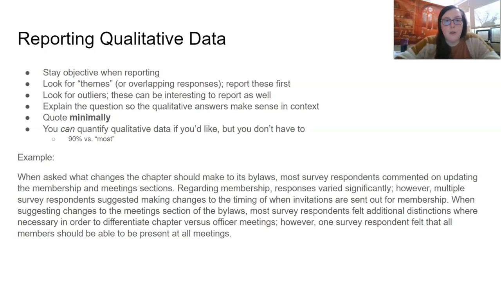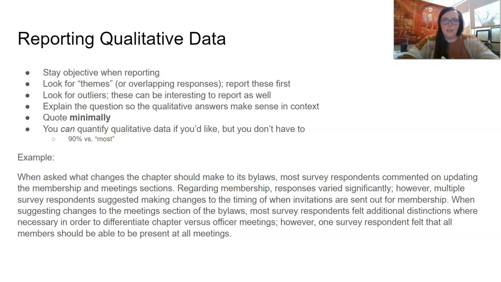Again, make sure that you explain the question so the qualitative answers make sense in context. Make sure you quote minimally, if at all. Only quote the survey responses if you feel like you cannot paraphrase that information. Your results section should not be just a bunch of quotes after quotes after quotes. You want to report the information back and not just quote it. You can quantify qualitative data if you like, but you don't have to. So that would be the difference between saying something like 90% versus most. It's up to you if you want to turn your qualitative responses into a math problem.